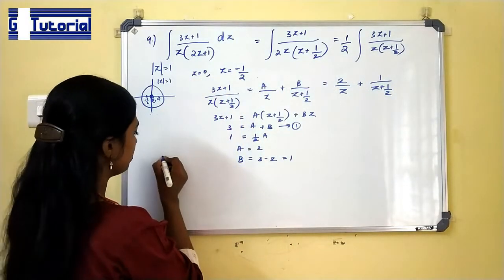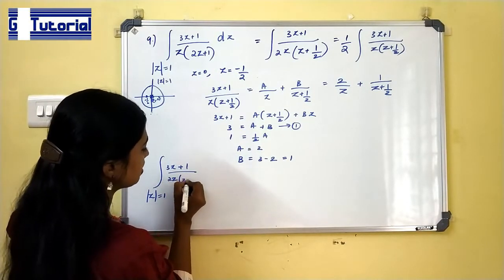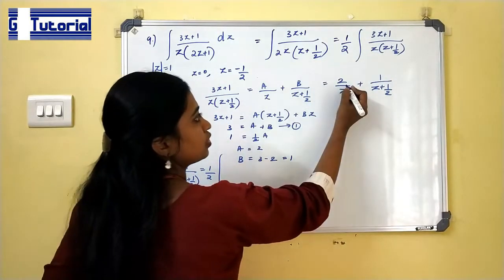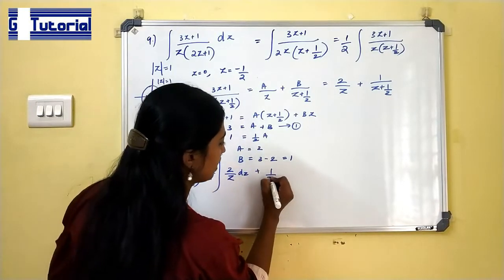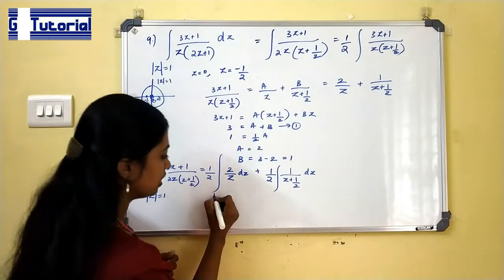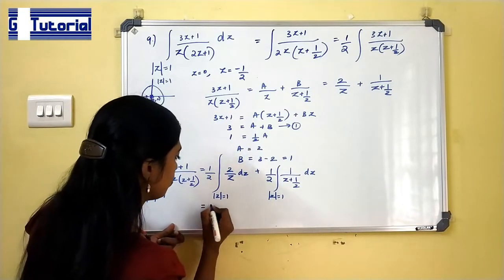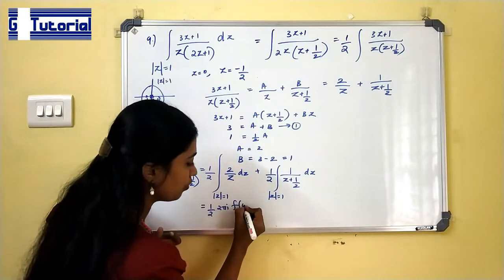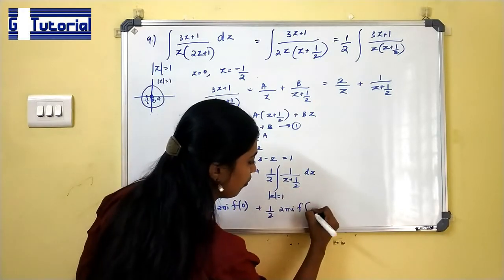So our actual integral over mod z is equal to 1 of 3z plus 1 by 2z into z plus 1 by 2 is equal to 1 by 2 into the integral of 2 by z plus 1 by z plus 1 by 2. So 2 by z dz plus 1 by 2 integral 1 by z plus 1 by 2 dz. We know that the integral is given by Cauchy's integral formula, that is 2 pi i into f of a. So 1 by 2 into 2 pi i into f of 0, here the pole is z is equal to 0, plus 1 by 2 into 2 pi i into f of minus 1 by 2, the pole being minus 1 by 2.